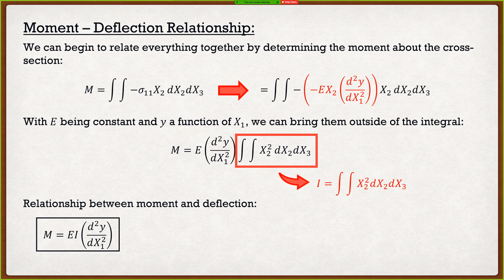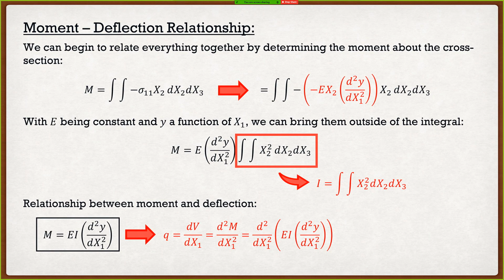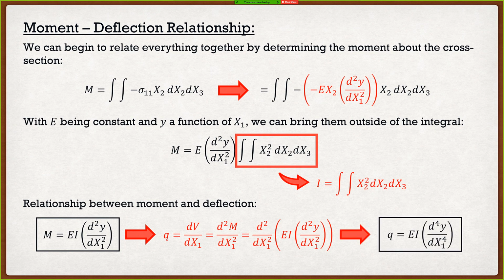Now, this is great because remember at the very beginning when I was talking about that static stuff, we had a nice relationship between load and moment. So I can utilize the relationship where Q is equal to the derivative of shear, which is equal to the second derivative of moment, which is now equal to the second derivative of the expression on the left. I get the final equation where Q, which is my load, is equal to EI multiplied by the fourth derivative of the deflection function.